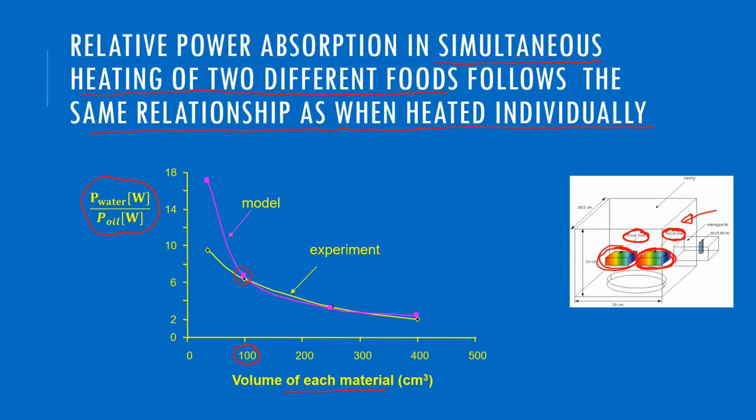So what is the trend here? The most important conclusion is that over the entire volume range, from very low to this 400, the ratio is always more than 1, which means water absorbs more than the oil, exactly what would have happened if they were heated individually. Here they're being heated simultaneously.